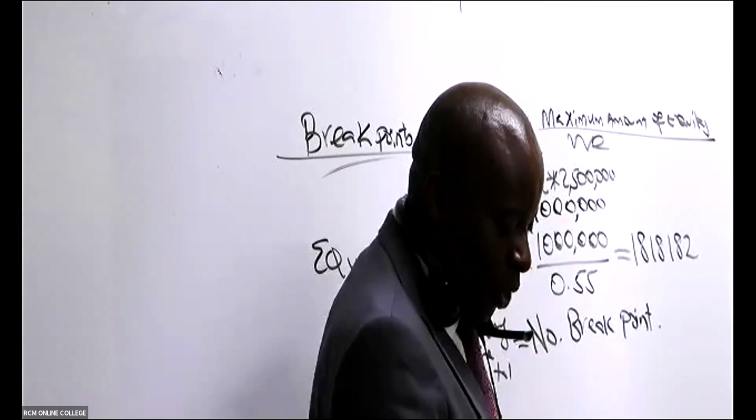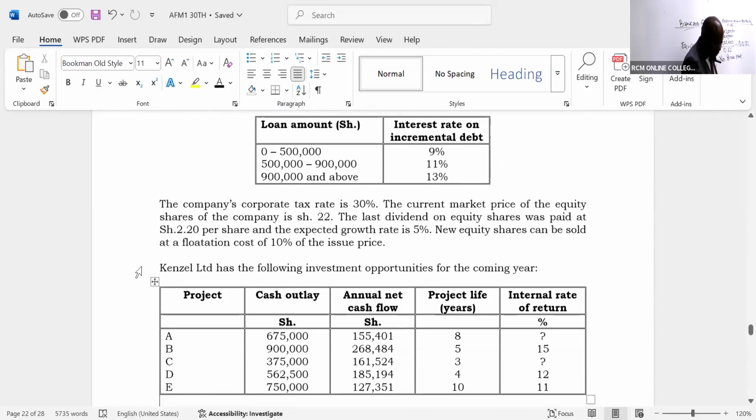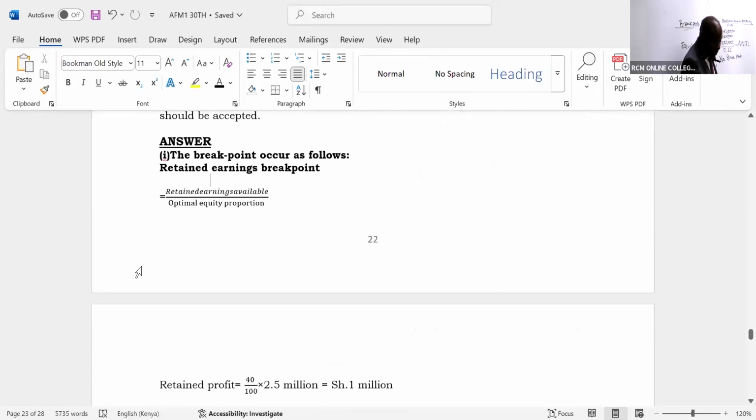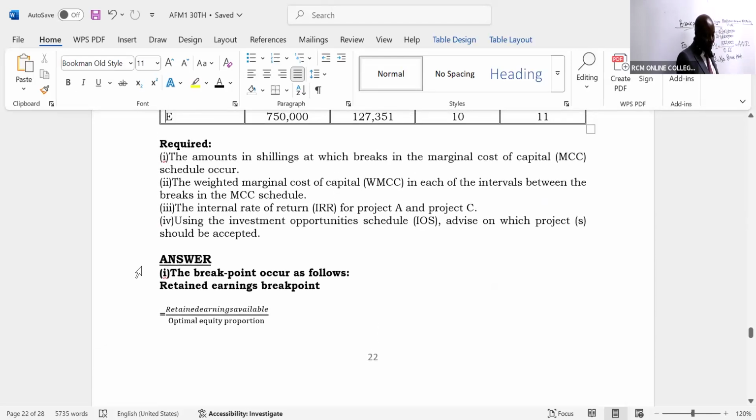Number 2 of this question. They want us to do very few things there. So I'll read first of all number 1. They wanted us to calculate the amount in shillings at which breaks in the marginal cost of capital schedule occur. And then number 2, the weighted marginal cost of capital in each of the intervals between the breaks.